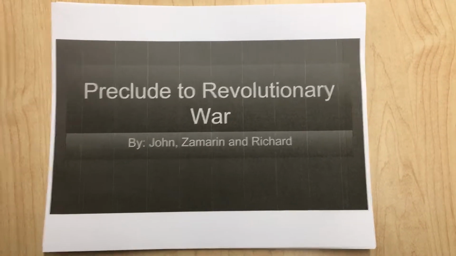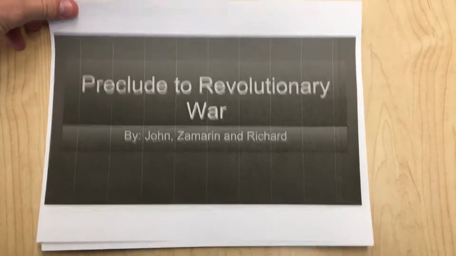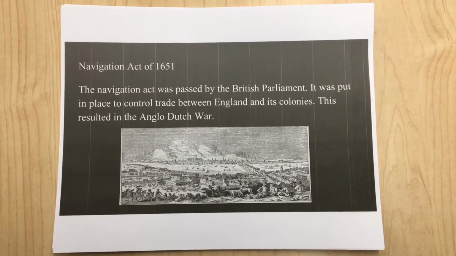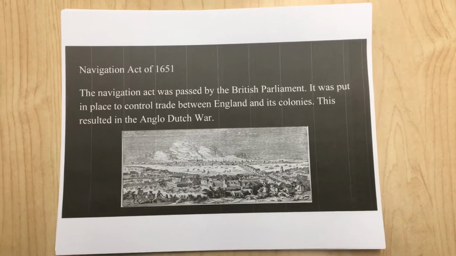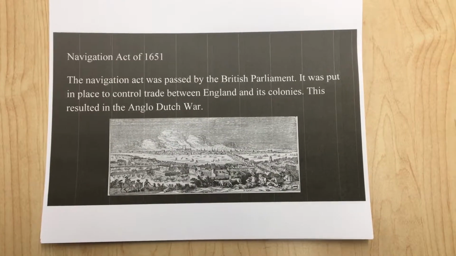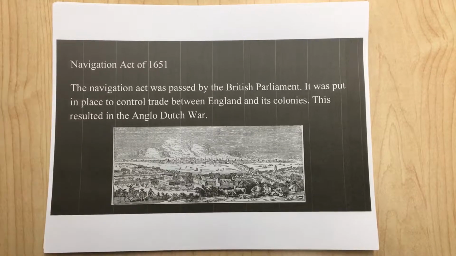Prelude to the Revolutionary War by John Zammarin and Richard. Navigation Act of 1651. The Navigation Act was passed by the British Parliament. It was put in place to control the trade between England and its colonies. It resulted in the Anglo-Dutch War.